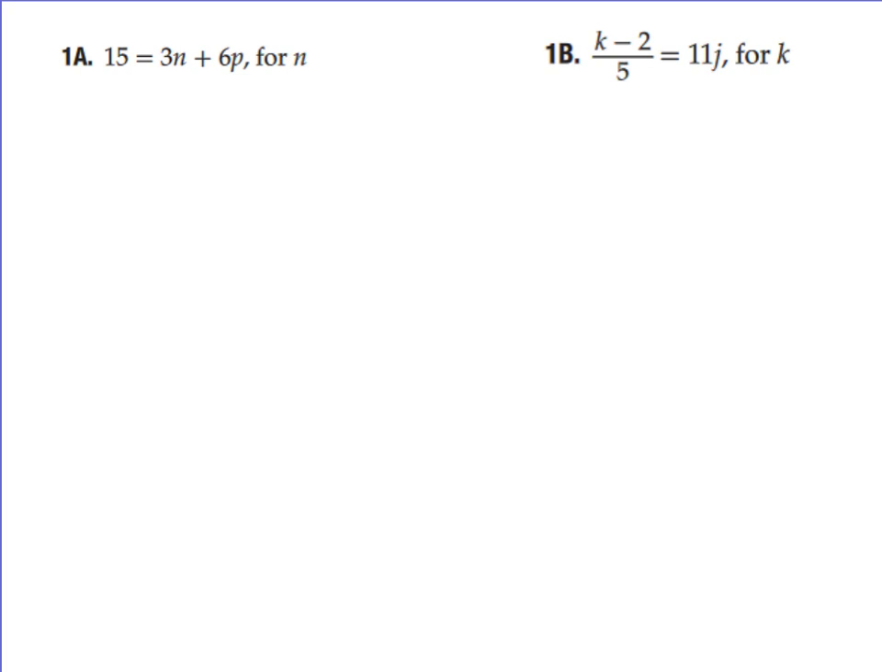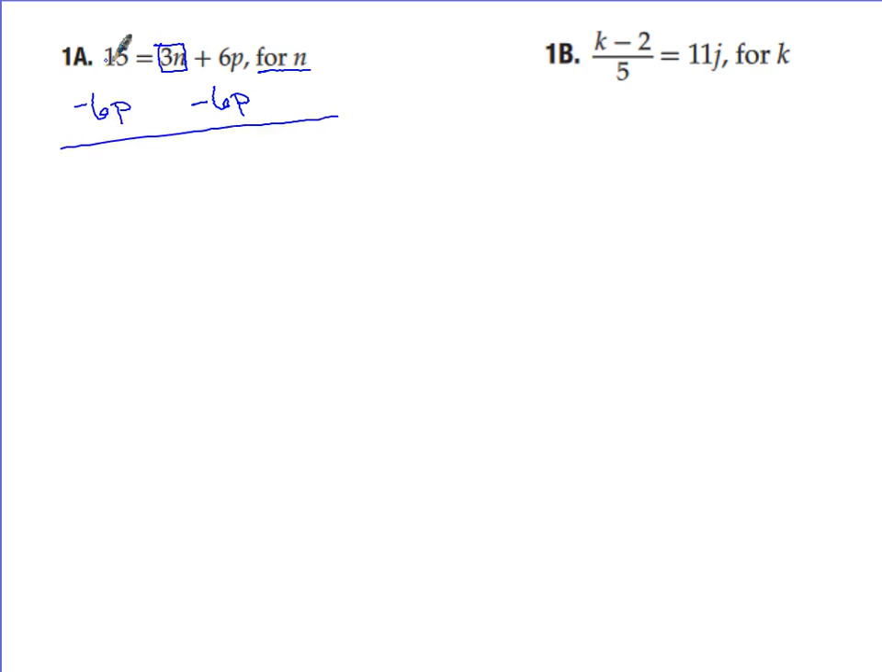So over here we have 15 equals 3n plus 6p, and it says solve for n. That means solve for n. Alright, so we're going to get n by itself here. So the steps now are the same as what we've been doing. So I'm going to put my variable term in a box. They want me to get n by itself, and I'm going to move what is outside of the box. So I have plus 6p here. I'm going to move that to the other side. So I'm going to subtract 6p from both sides.